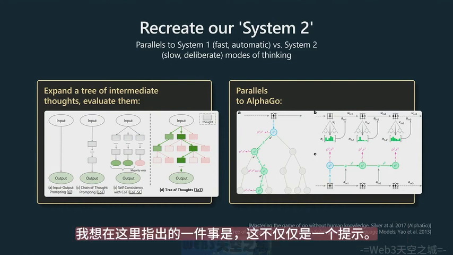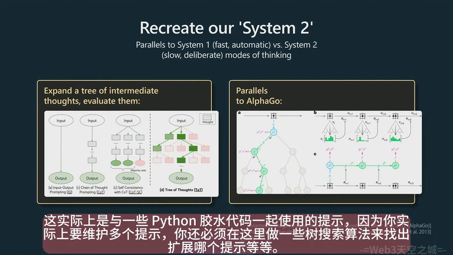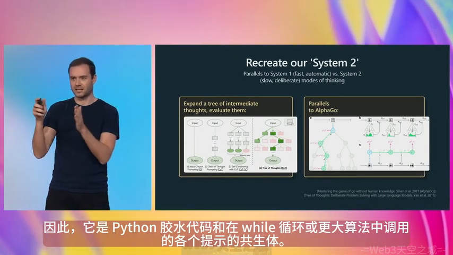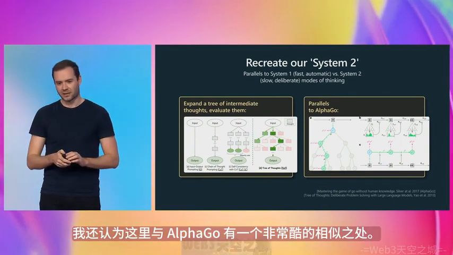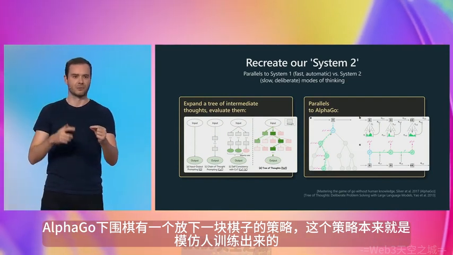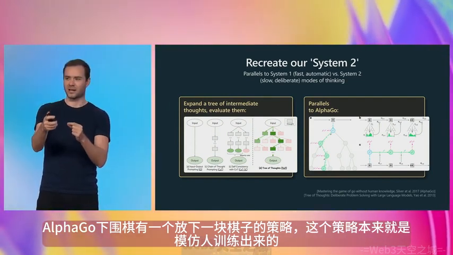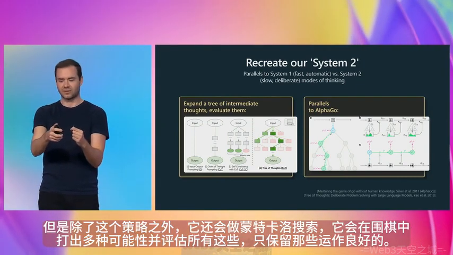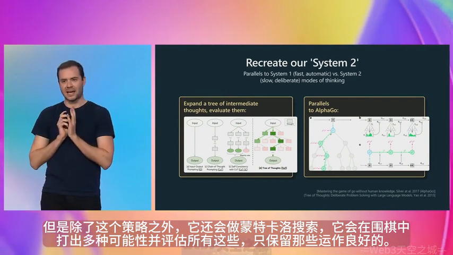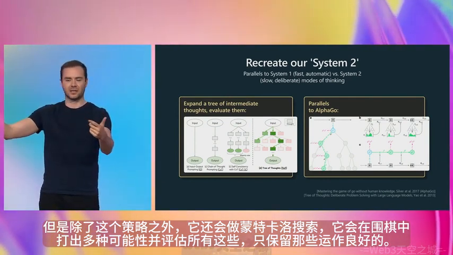Now, one thing I would like to note here is that this is not just a prompt. This is actually prompts that are used together with some Python glue code, because you actually have to maintain multiple prompts, and you also have to do some tree search algorithm here to figure out which prompts to expand, etc. So it's a symbiosis of Python glue code and individual prompts that are called in a while loop or in a bigger algorithm. I also think that there's a really cool parallel here to AlphaGo. AlphaGo has a policy for placing the next stone when it plays Go, and this policy was trained originally by imitating humans. But in addition to this policy, it also does Monte Carlo tree search, and basically it will play out a number of possibilities in its head and evaluate all of them and only keep the ones that work well.